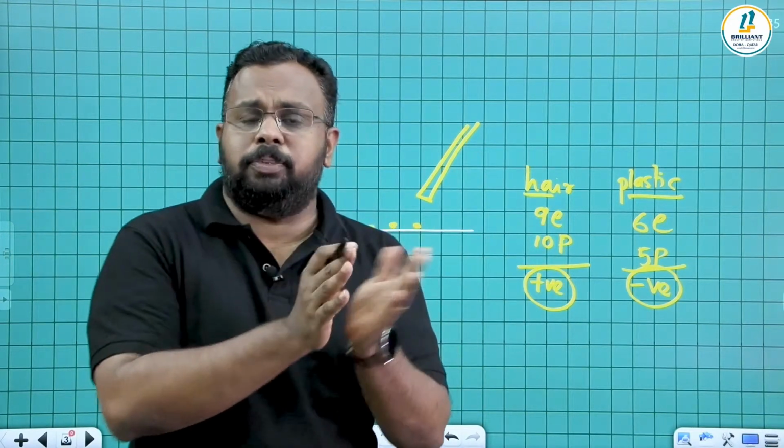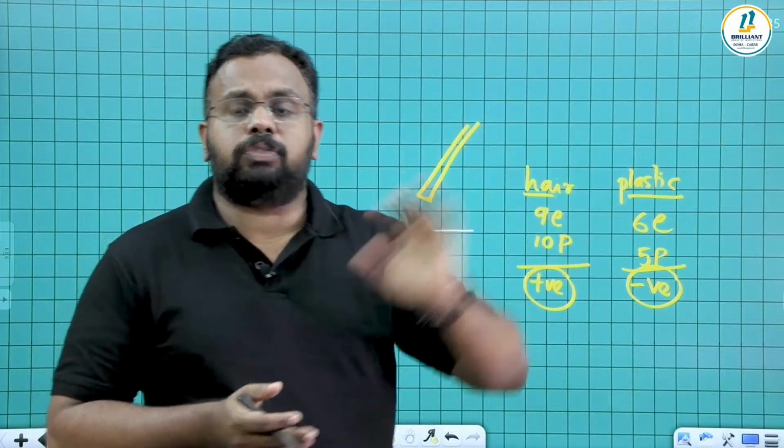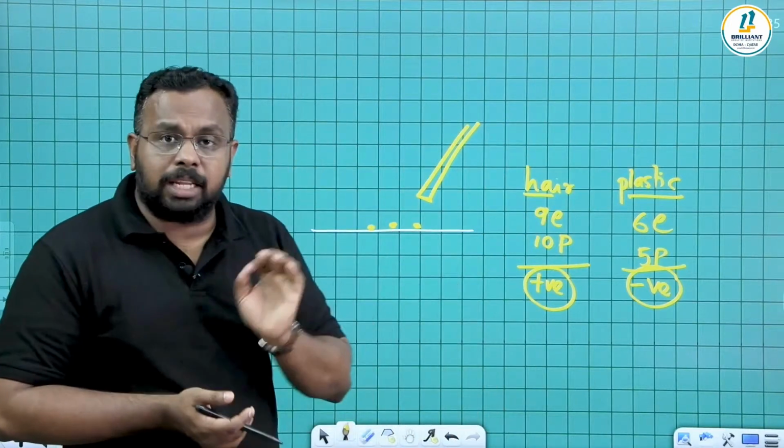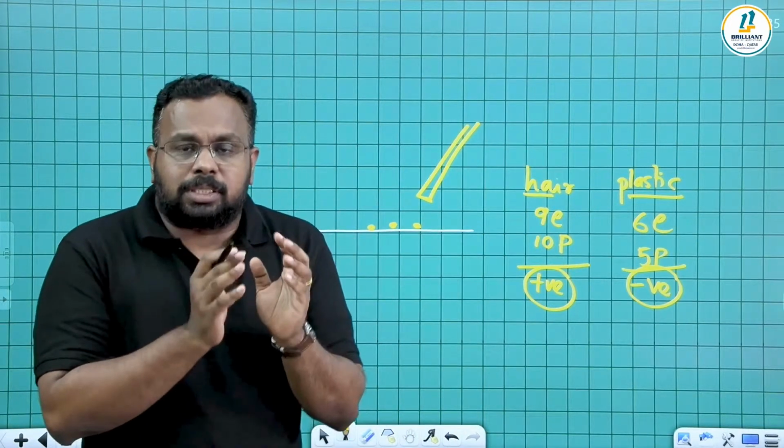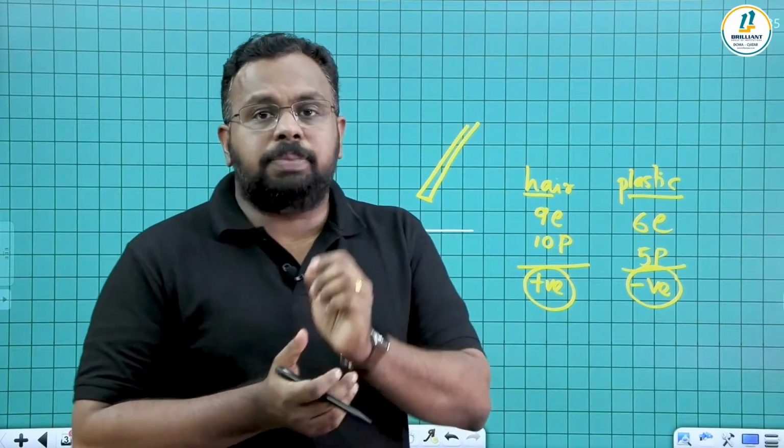When you are rubbing one body with another body, electrons are transferred from one object to what? Another object. Okay, this process, this type of electricity has been given a name.